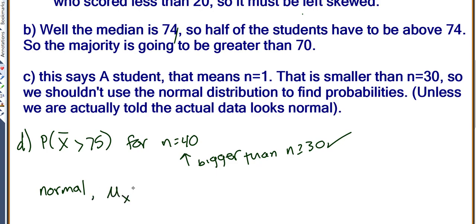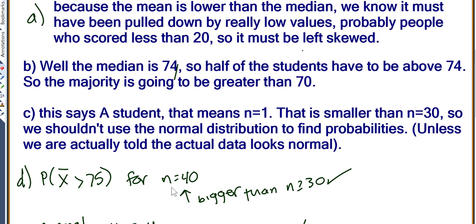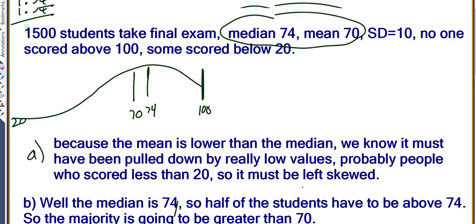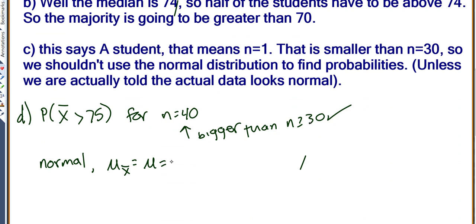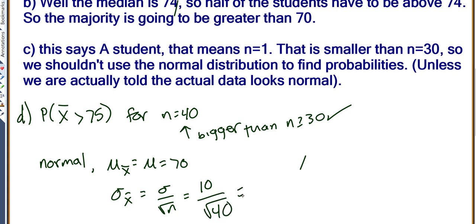But we do have to find the new mean and the new standard deviation. So the new mean for the sample means is actually equal to the mean of the original population, which in this case was 70. So our mean is 70. And you have to find the new standard deviation, which is always equal to your standard deviation of the original population over the square root of n. So the standard deviation for this population they told us was 10, square root of 40. 10 divided by square root of 40 is 1.581.